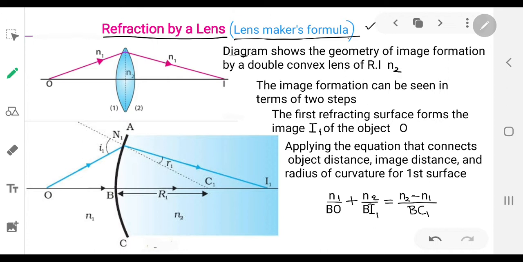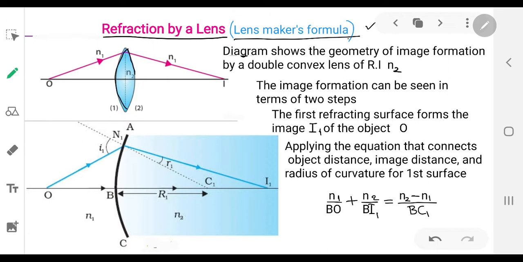If you want a lens of focal length 10 centimeter, then using this equation we can make a lens of 10 centimeter focal length. So you can get a lens of a desired focal length. That is why this formula is called the lens maker's formula. By looking at the equation at the end, you will come to know how this equation is used to manufacture the lenses.